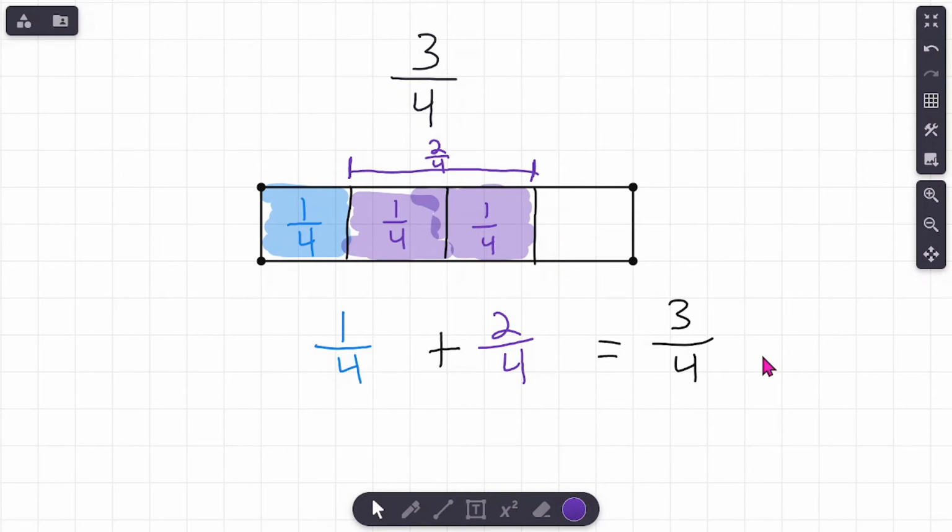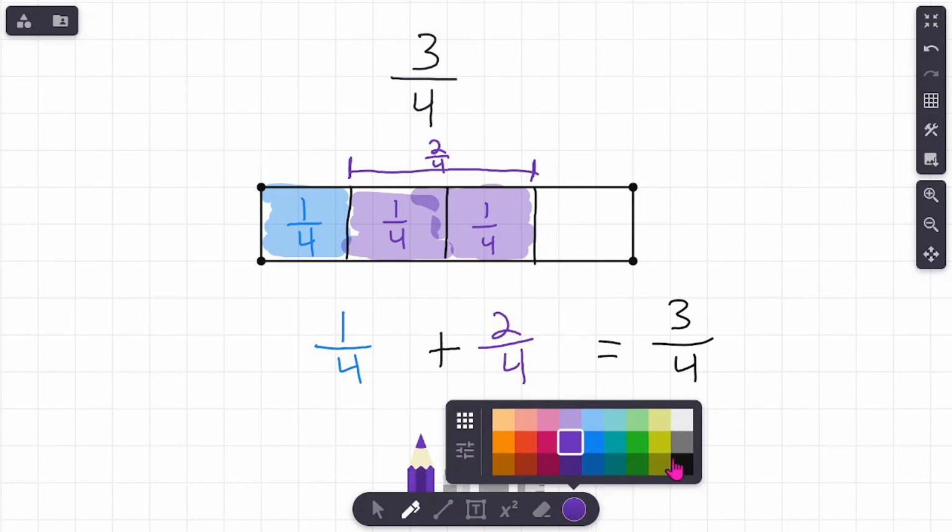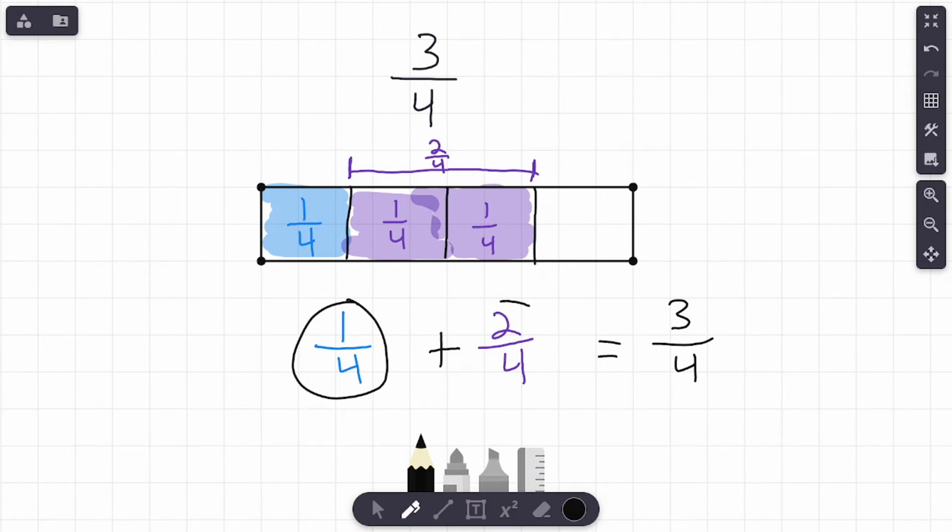So I've got another question for you. Were these two fractions that we chose, 1/4 and 2/4, the only fractions in this model that would have added up to 3/4? Let me ask that again. These two fractions that we chose, 1/4 and 2/4. Is there another option? Is there another way? Is there another fraction, another order that we could have added in to give us 3/4?